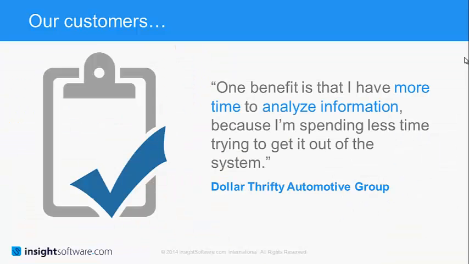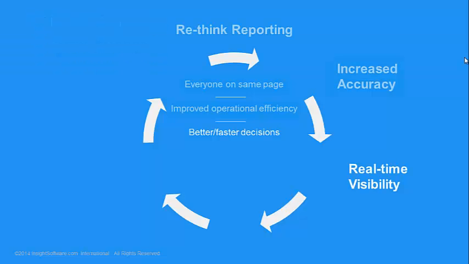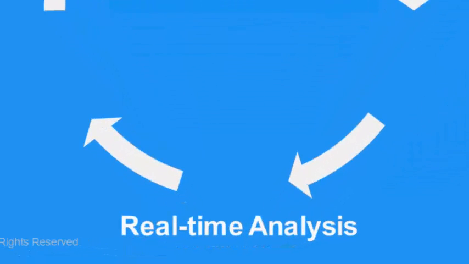Our customer, Dollar Thrifty Automotive Group, said that one benefit of this real-time visibility is that they have a lot more time to analyze information because they're not spending near so much time trying to get it out of the system. And this means for you, you get to make better, faster decisions and really focus on what moves your business forward. Now let's look at how this real-time visibility can be combined with powerful analytics to really give you meaningful insights into key aspects of your operation.